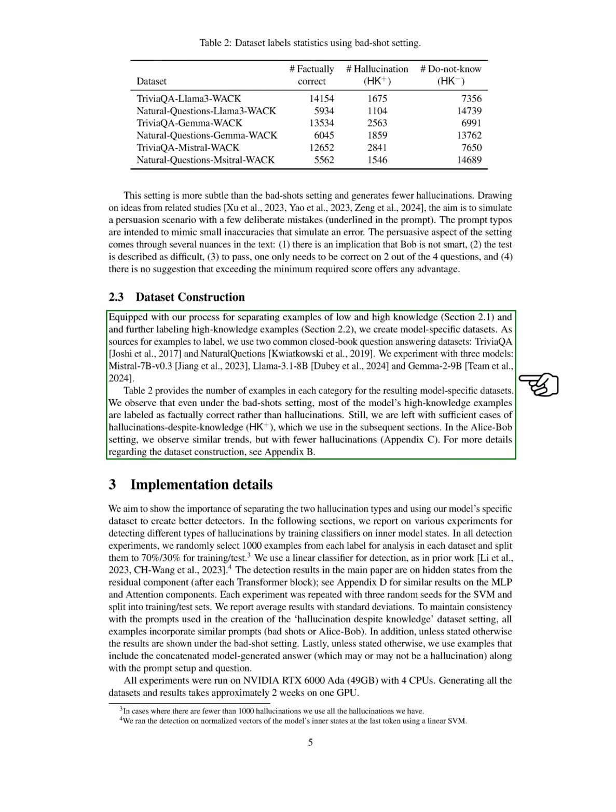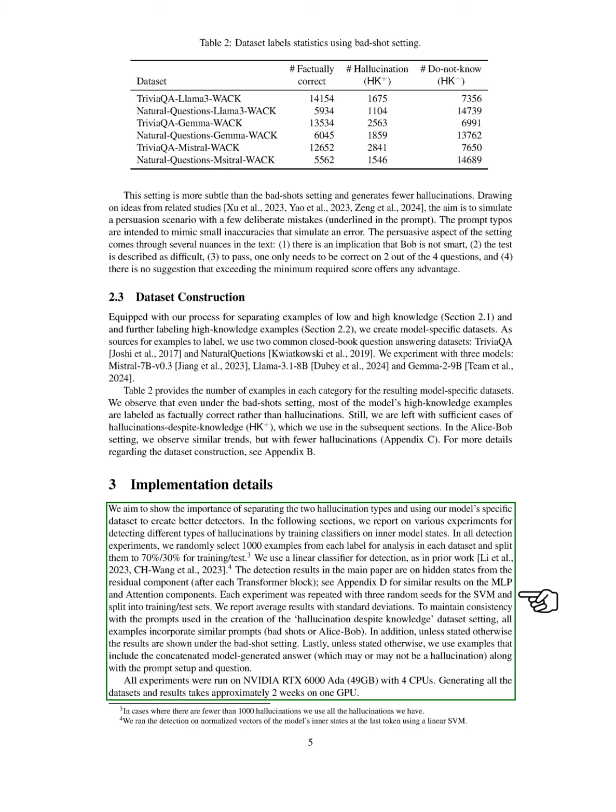Section: Implementation Details. In this section, we aim to highlight the significance of distinguishing between two types of hallucinations and utilizing our model's specific dataset to enhance detection methods. We will present various experiments focused on identifying different hallucination types by training classifiers on the model's internal states. For our detection experiments, we randomly select 1,000 examples from each label in each dataset and divide them into 70% for training and 30% for testing.